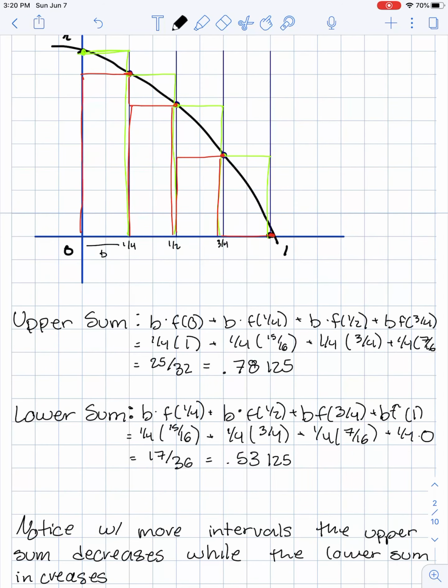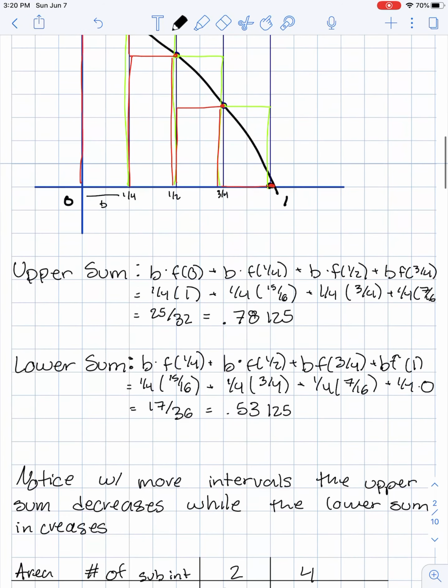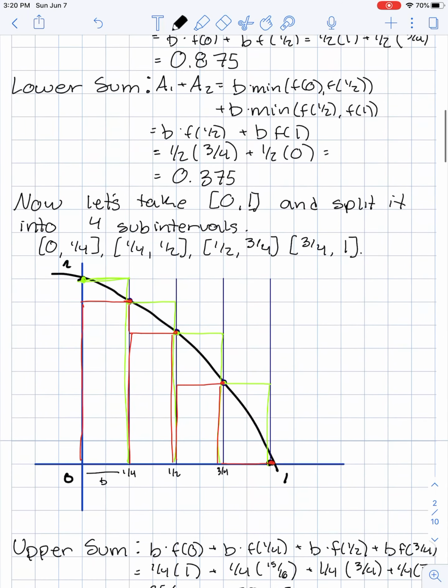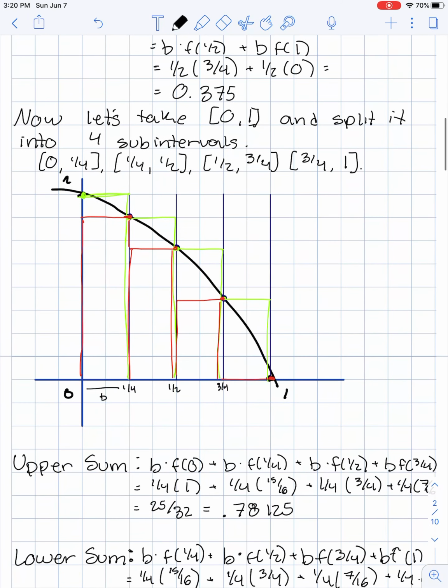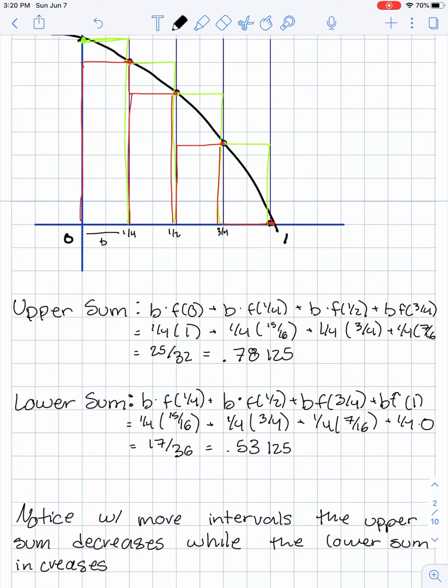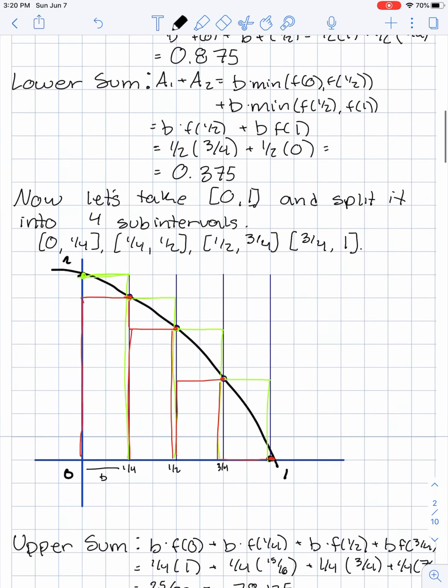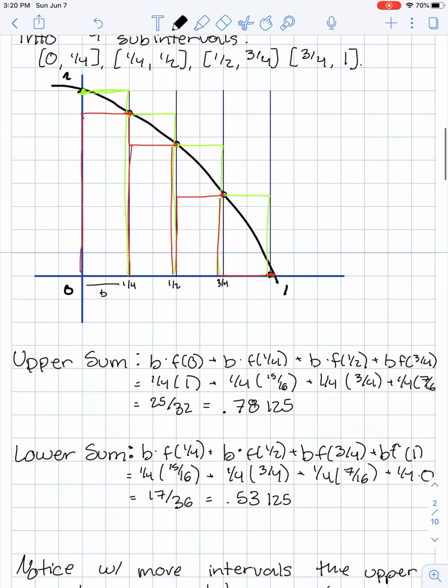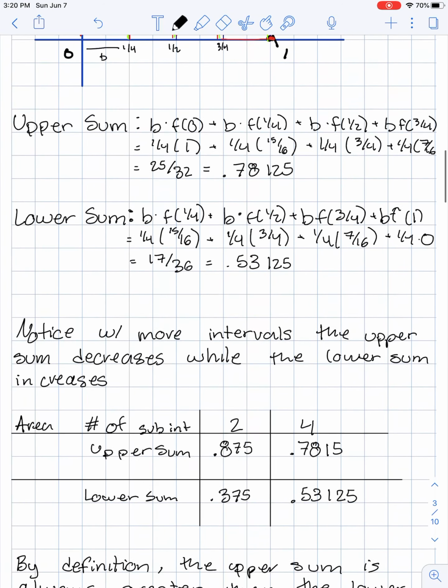0.53125. All right. So notice that with more intervals, the upper sum decreases, right? It was at 0.875 and now it decreased to 0.78125. And the lower sum increases. So it was at 0.375 and it jumped up to 0.53125. All by splitting those subintervals in half again.